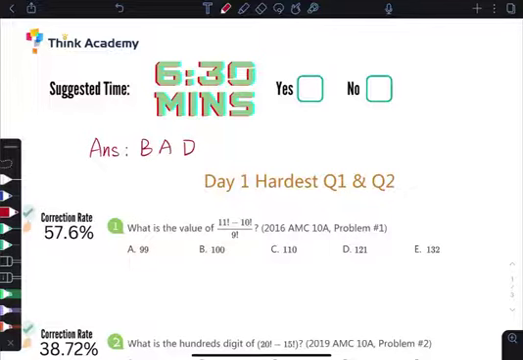Alright, now let's see the hardest problem number 1. What is the value of factorial of 11 minus factorial of 10 over factorial of 9? First you need to know what it means by the factorial of an integer. Basically it's just the product from 1 to that number. For example, the factorial of 11 is the product from 1 to 11.